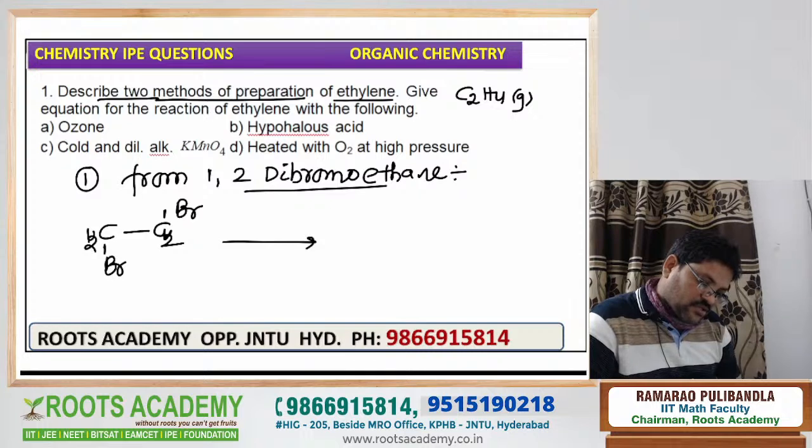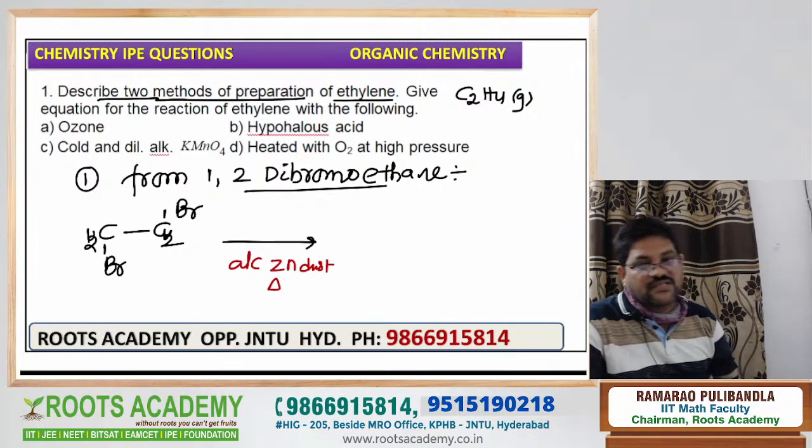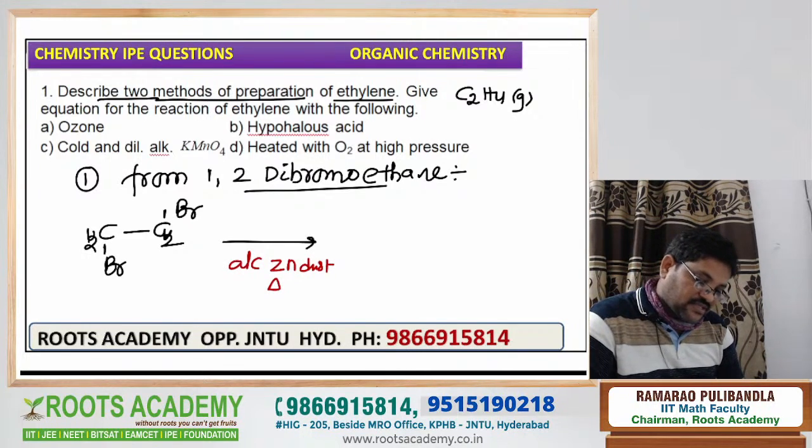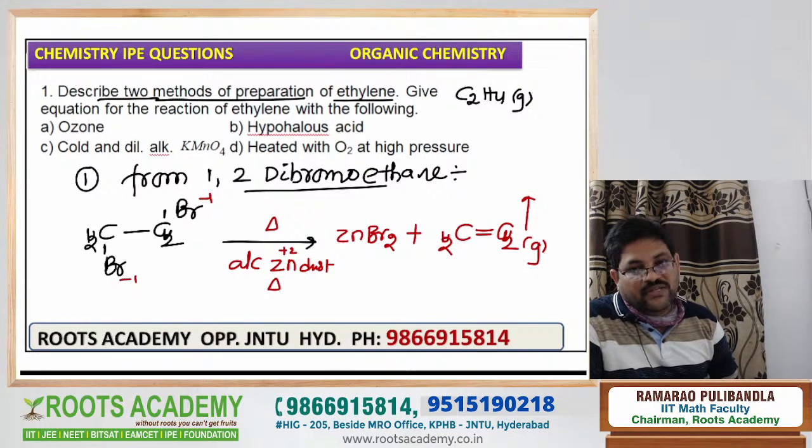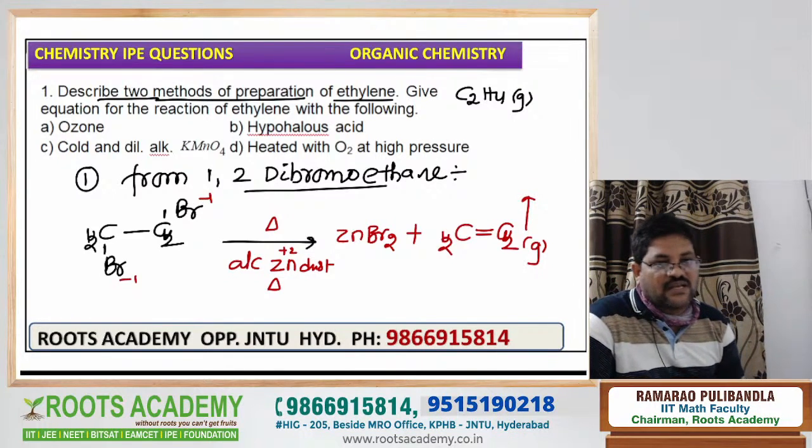Alcoholic KOH, so you can use alcoholic zinc dust. Heat with zinc dust. Zinc valence is +2, and bromine leaves as Br minus. On heating, loss of ZnBr2 and you get CH2 double bond CH2. Ethene gas is liberated. Simple explanation, no confusion.